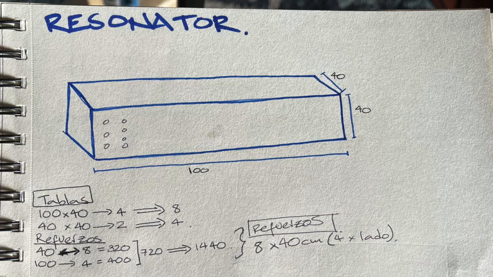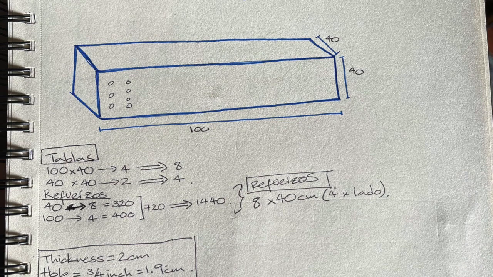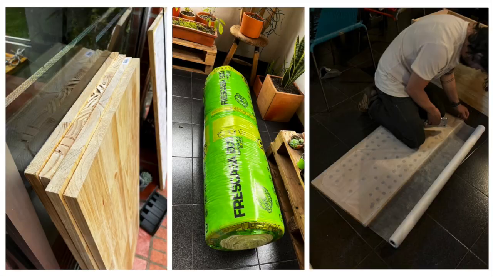Once we have the calculations and the design, we should make a list of materials to start building the resonator. So in our case, we purchased wood boards with the width and thickness we calculated. We also purchased wood reinforcement for the corners. You need to buy some absorbers. These absorbers should be rock wool or glass fiber. In our case, we purchased glass fiber to do the absorption of the resonator.